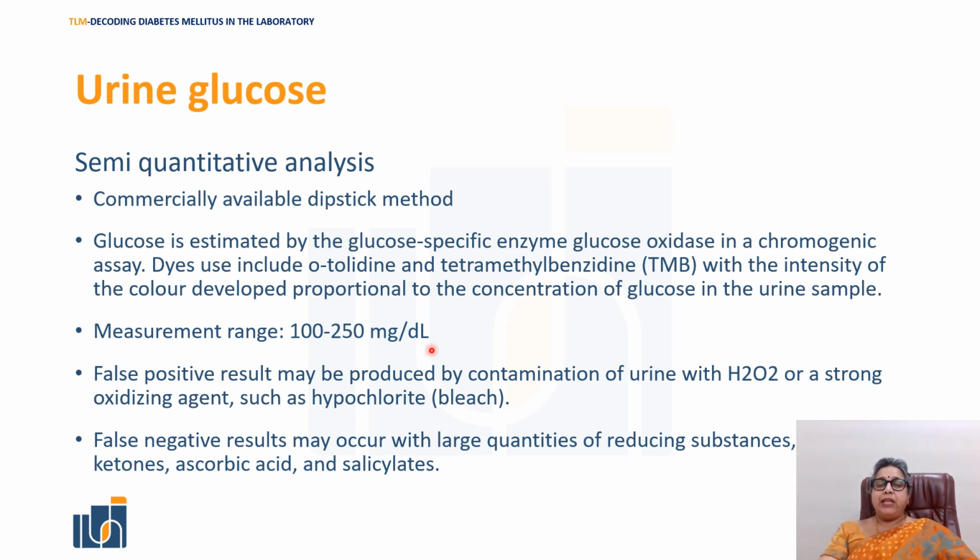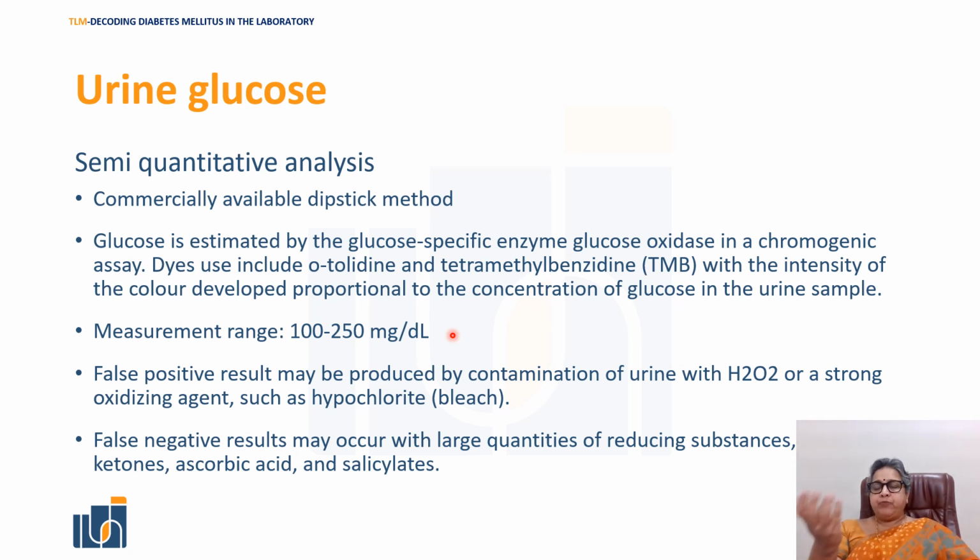And the measurement range is between 100 to 250 milligrams per deciliter, depending upon the change in the color. So this is what most labs now use to measure urine glucose. And it is reported as nil to 4 plus. Now, you can get false positive results by contamination of the urine by hydrogen peroxide or a strong oxidizing agent such as hypochlorite or bleach.